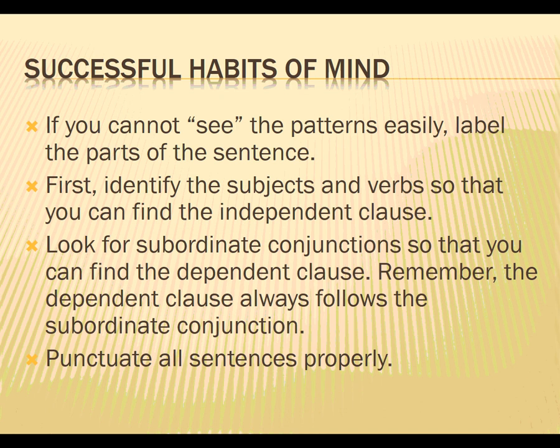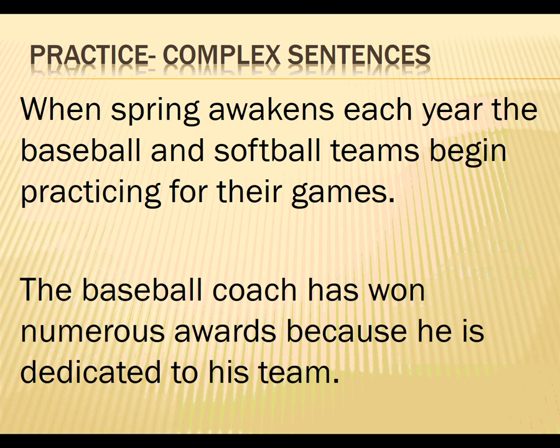To ensure you are successful in using a variety of sentence patterns in your writing, follow these tips. First, if you're not sure what type of sentence pattern you are using, label the parts of the sentence. First, identify the subject and verb so you can find the independent clause. Then look for subordinate conjunctions so you can find the dependent clause. And remember, the dependent clause always follows the subordinate conjunction. Finally, make sure you punctuate all your sentences properly. Let's do two examples together.